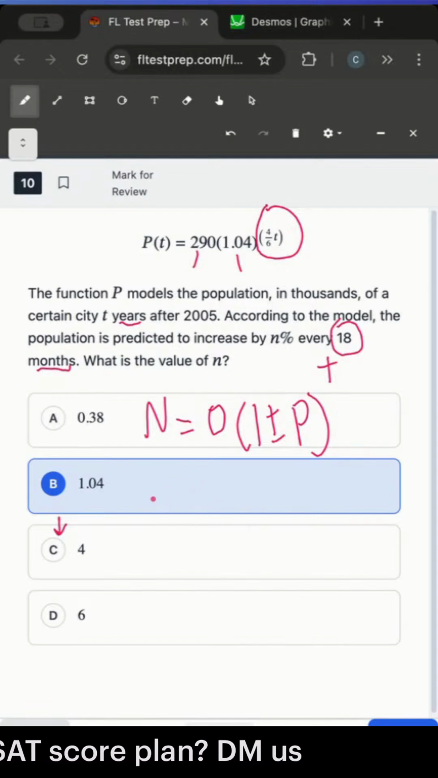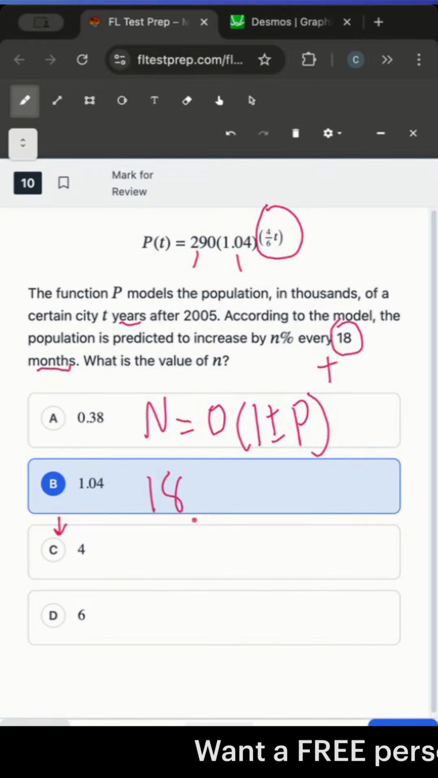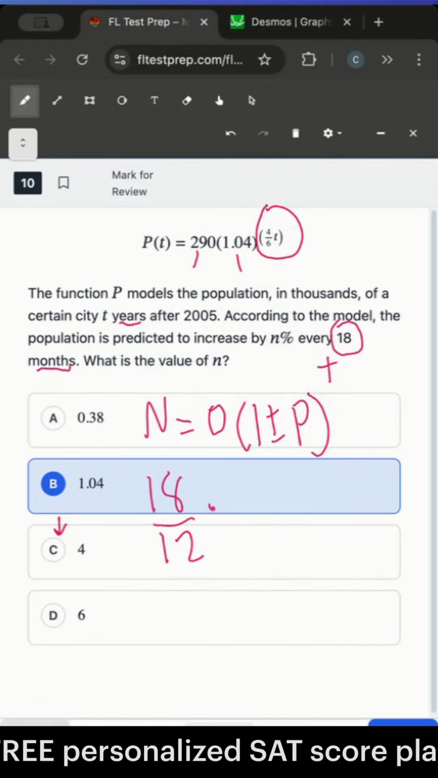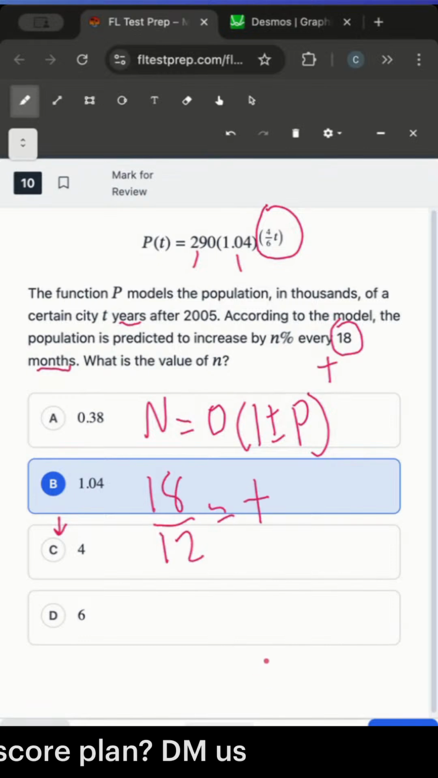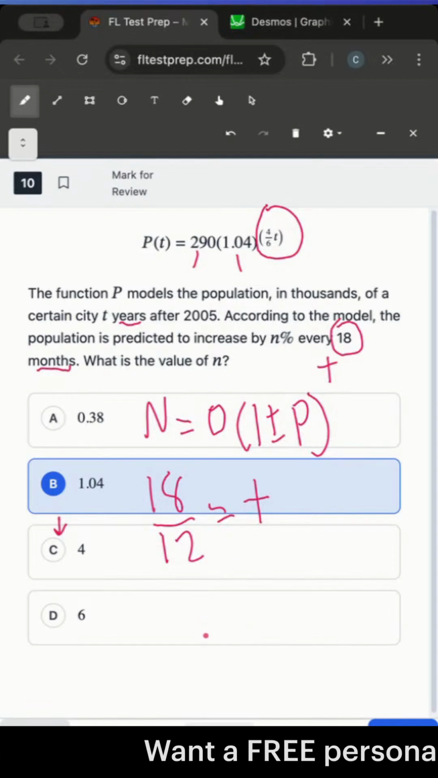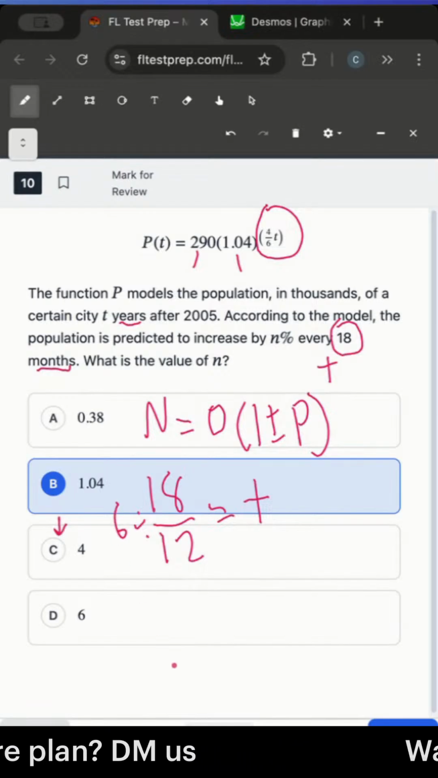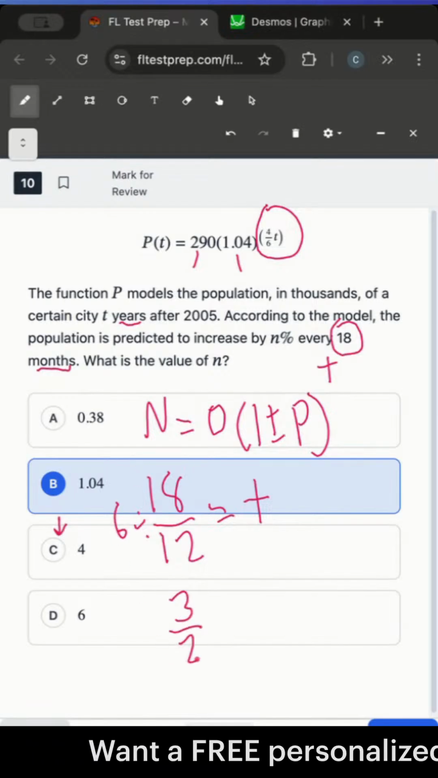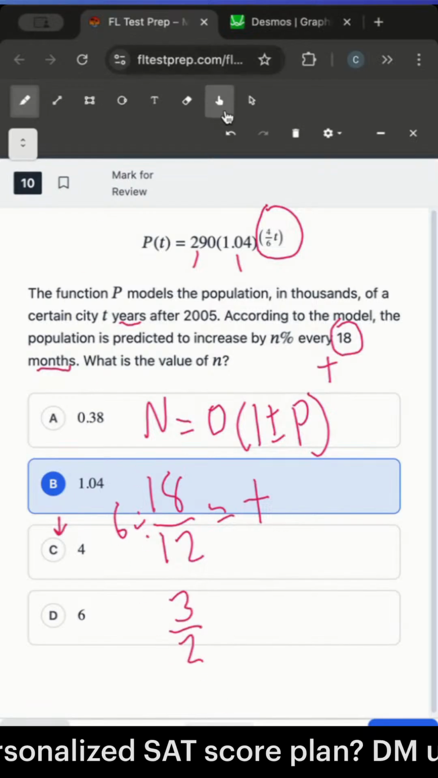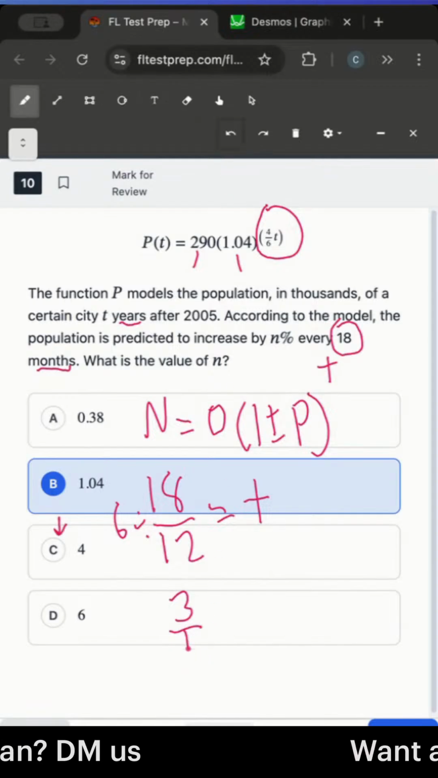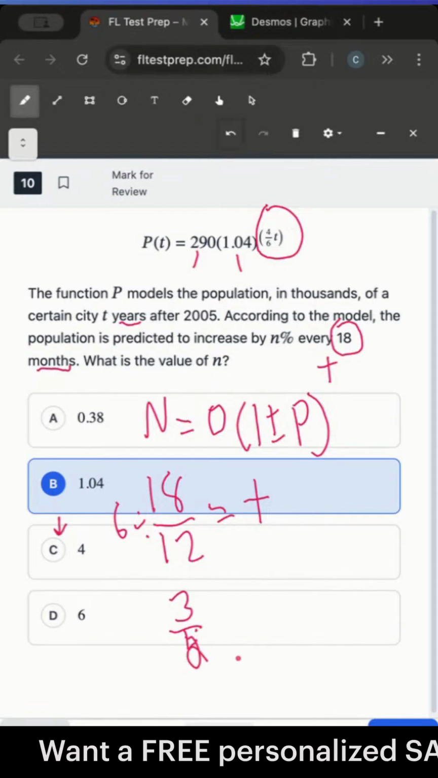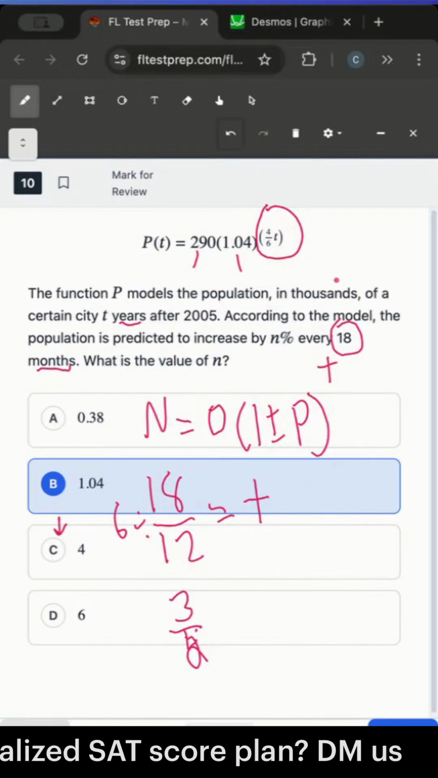It's going to be 12, right? So if I have 18 months and I divide it by the amount of months in the year, I'm going to get the amount of years, or t in this case. So 18 over 12 can become, I can divide it by 6 and get 3 over 2. Or excuse me, 3 over 4. No, 3 over 2. I'm right. And so I can plug that in for t.